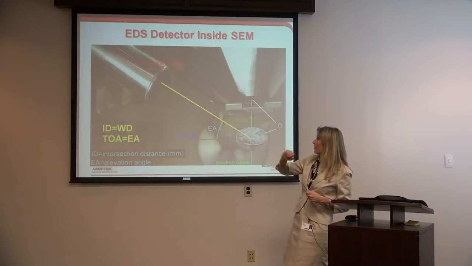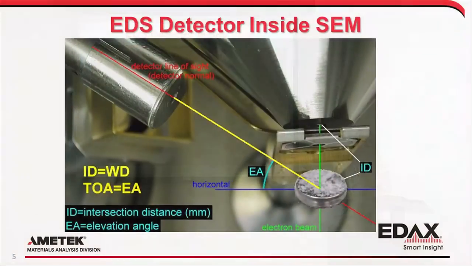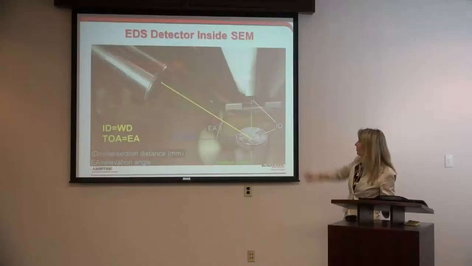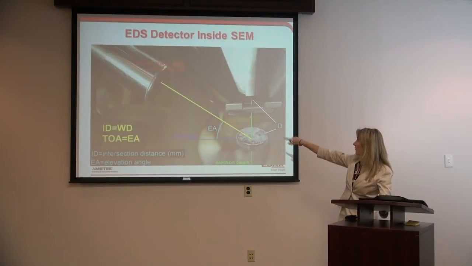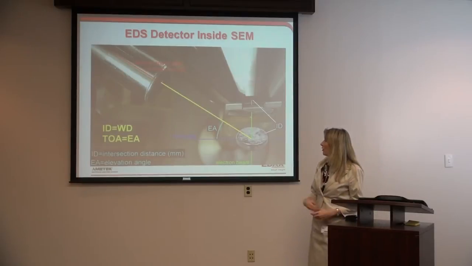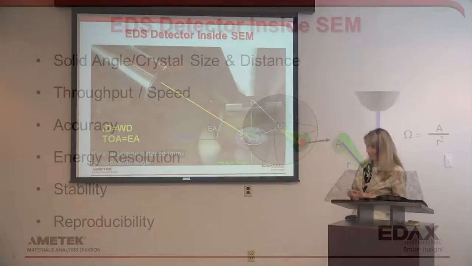What we do is we take our detectors and we design them so that they can get in as close as possible to the sample so that they can maximize the collection of the X-rays that are generated. And these are all various terms that as we look at our detector designs, we make sure we optimize for things like distance or intersection distance to the pole piece, electron elevation angle of the X-ray path. And these are all factors that go into building a maximized collection efficiency.